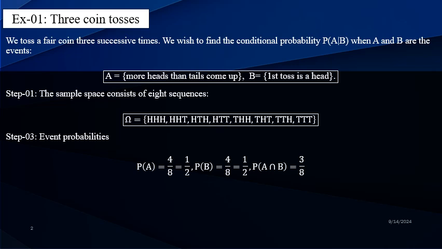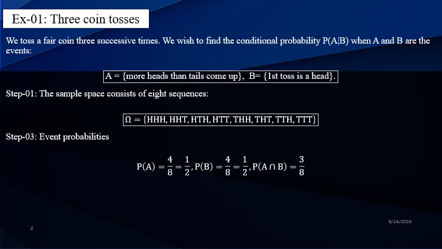Now, if you talk about the intersection, the joint occurrence of A and B, that we call the intersection. In A intersection B, what are the outcomes? It must satisfy both statements together: more heads than tails, and the first toss is head. You have to look either in A or within B. If you look in B first, that means B is the partial information, and in B you try to see which outcomes also satisfy the statement of A. So you look for the common ones.